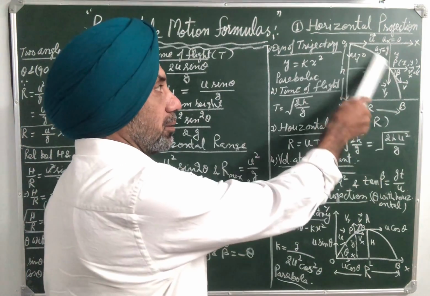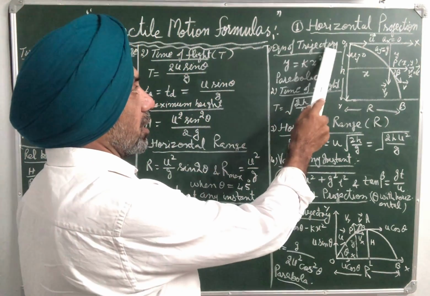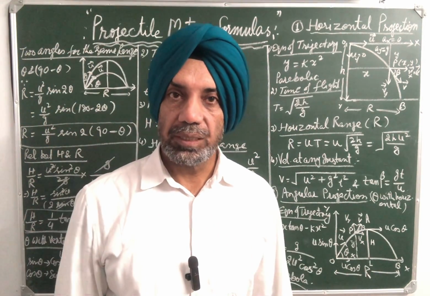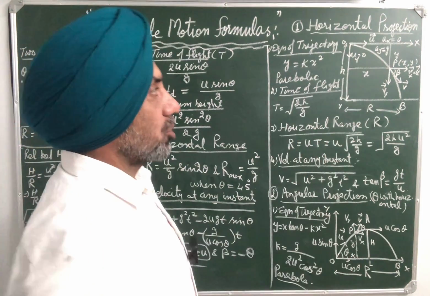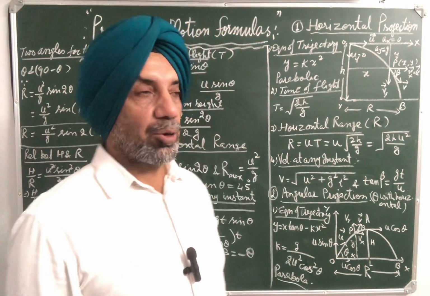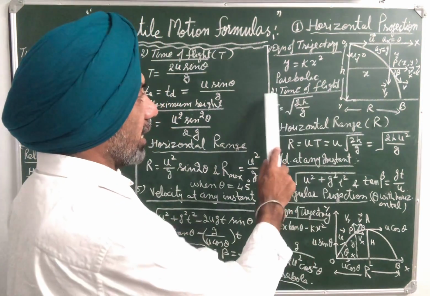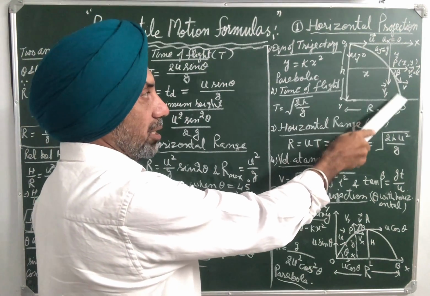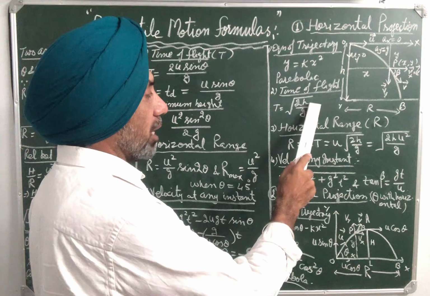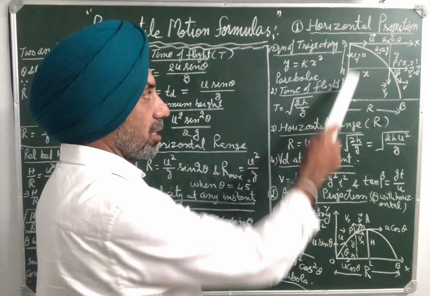First of all, we study the trajectory of the projectile. So the trajectory of the projectile comes out to be y equals k x squared, which is the equation of a parabola. So it means the trajectory of the horizontal projection is parabolic in nature, which is symmetrical to the vertical axis. Then time of flight, the time taken to reach the ground, is given by t equals under root 2h upon g, where h is the height of the tower from where the projectile is projected.